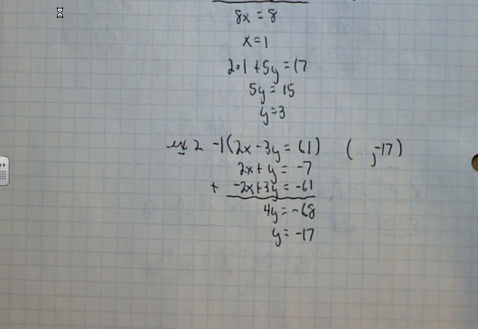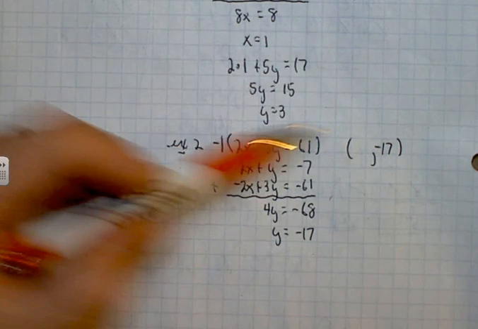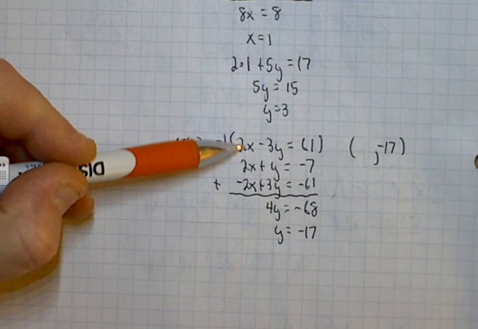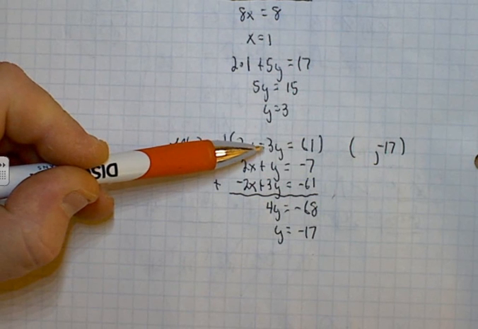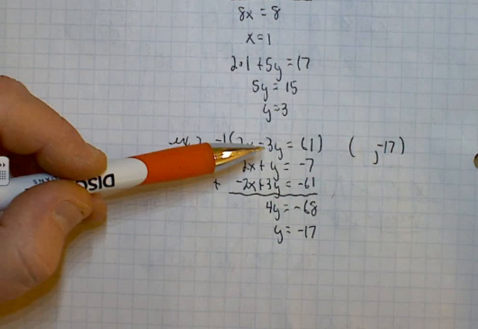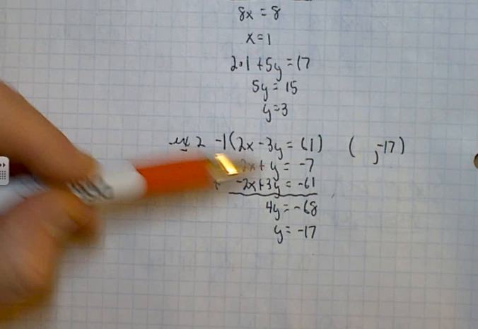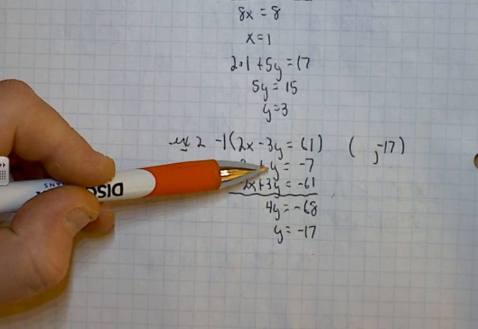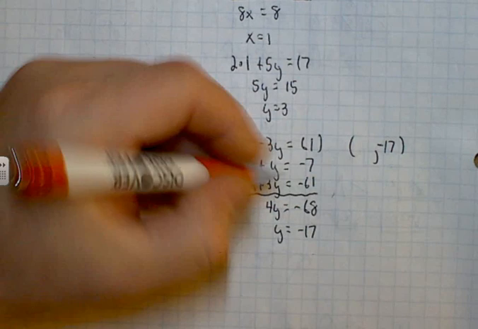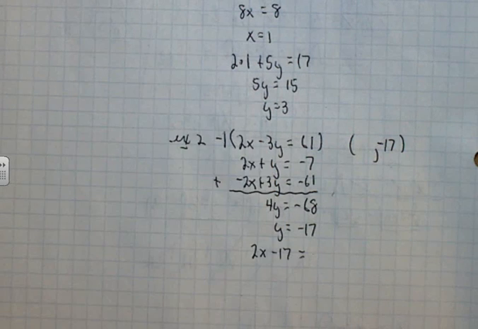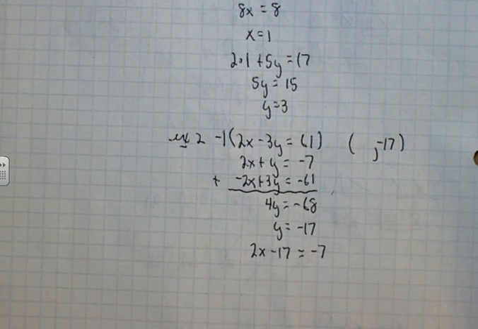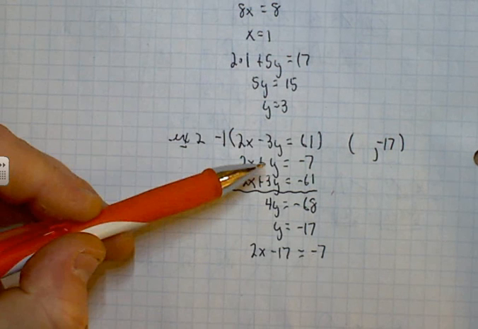Now, if you follow the steps, we have to go back and solve for the remaining variable, which is x. Which equation do you want to use, the first one or the second one? If you use the first one, you have to multiply by -3 first. It would be -3 times -17, and then subtract that from 61, then divide by 2. If you use the second one, you just plug in -17. So we're going to use the second one. 2x minus 17 equals -7. I just took the y out, put -17 in.